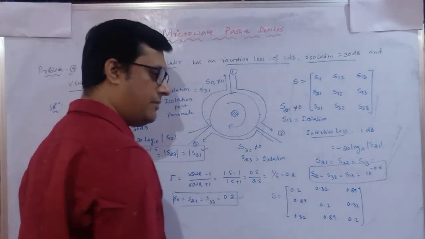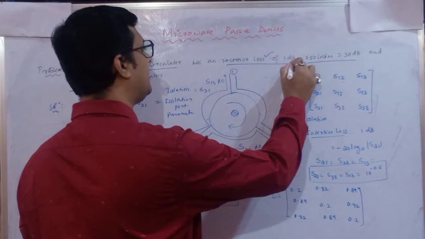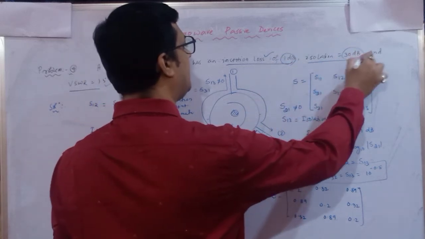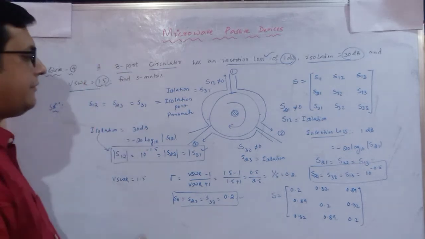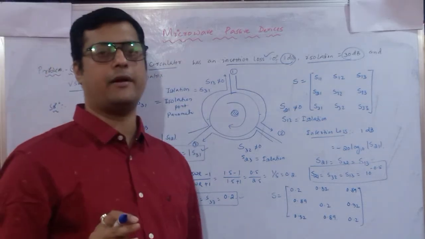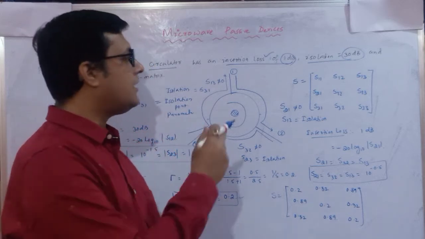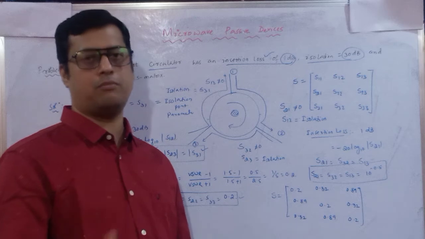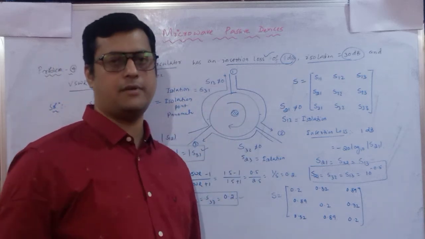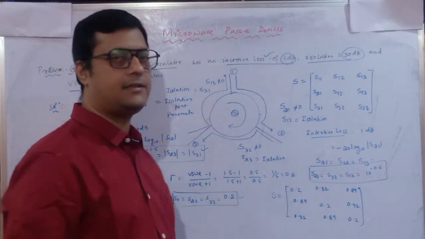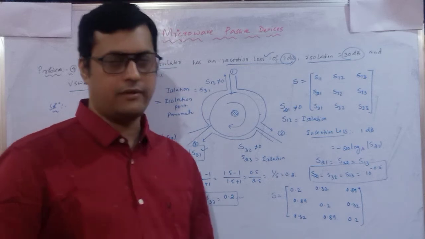So this is my S matrix for the given circulator, in which insertion loss is 1 dB, isolation loss is 30 dB and VSWR is 1.5. With the help of this, I have identified the S parameters for the circulator. Similarly, if they give a 4-port network, then you have to follow the same analogy. In that case 16 parameters will be there, but here, since it is a 3-port, I have considered 9 parameters. So next question we will take.